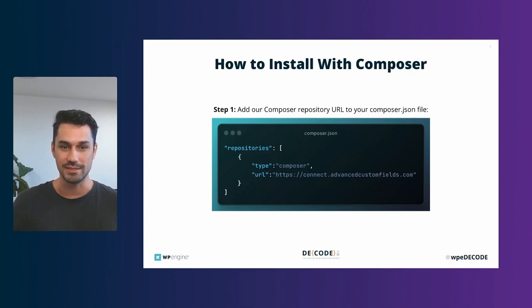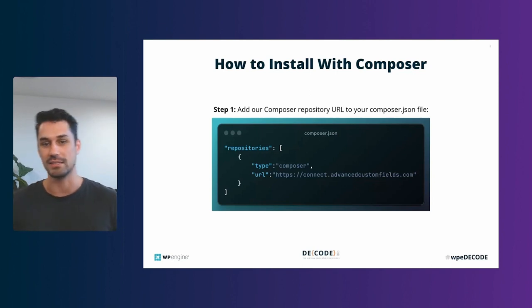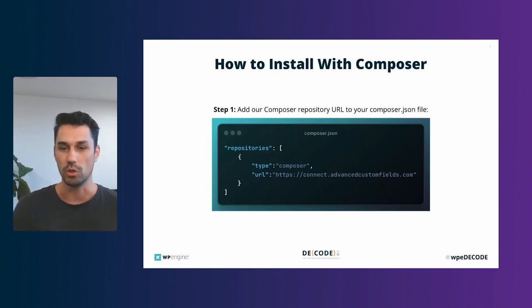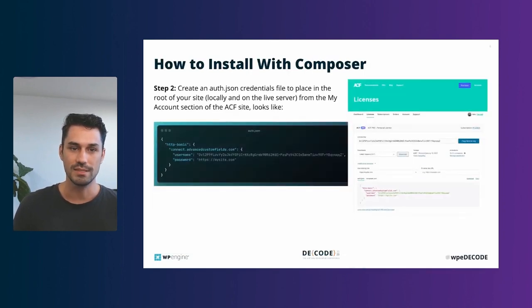So how to do this is step number one. You need to add the ACF Pro Composer repo URL to your composer.json file. Step number two is you're going to create an auth.json file for your credentials, and you're going to place that in the root of your project, both locally and on wherever you're deploying to.